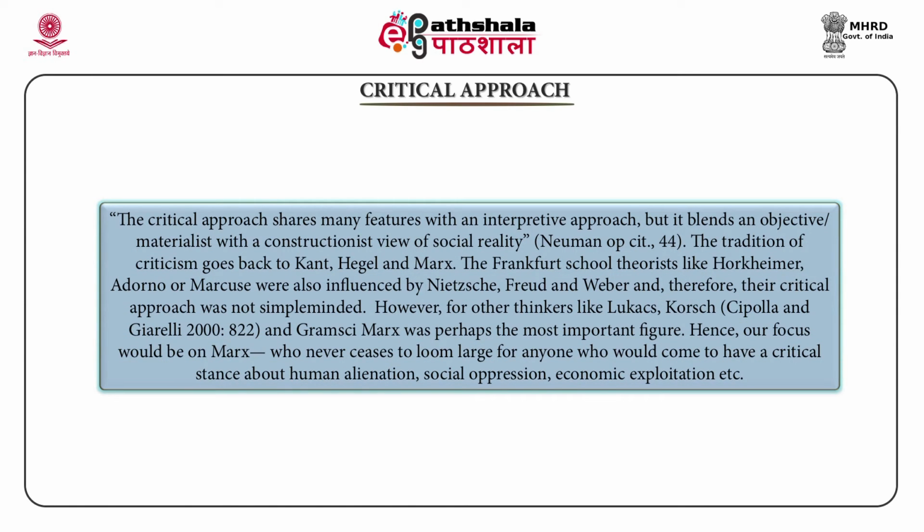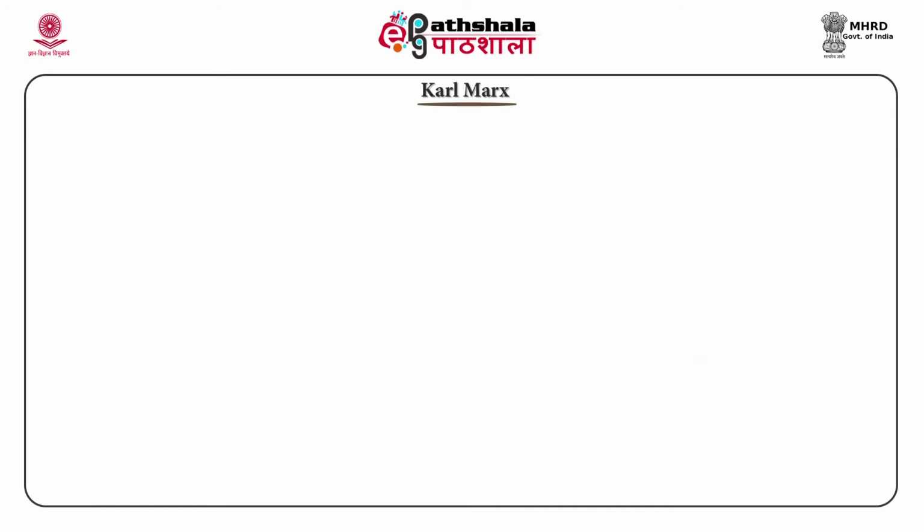The tradition of criticism goes back to Kant, Hegel, and Marx. The Frankfurt School theorists like Horkheimer, Adorno, or Marcuse were also influenced by Nietzsche, Freud, and Weber, and therefore their critical approach was not simple-minded. However, for other thinkers like Lukács and Gramsci, Marx was perhaps the most important figure. For Karl Marx, one's ideas are closely associated with his class location, which the person realizes chiefly through his involvement in the productive practices that he finds himself carrying out as a member of his class.